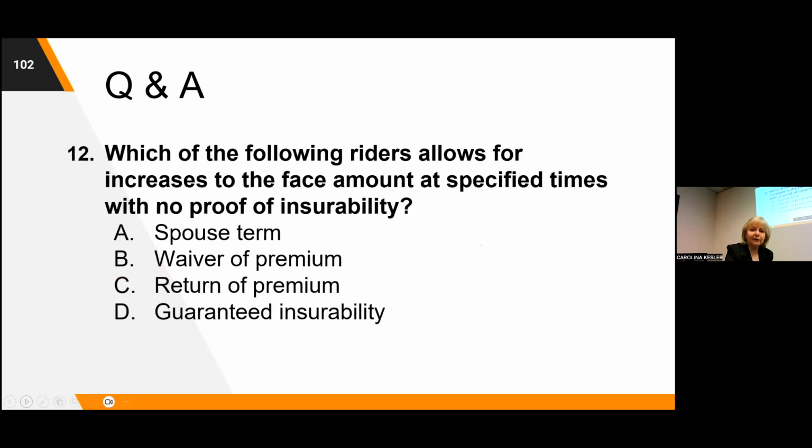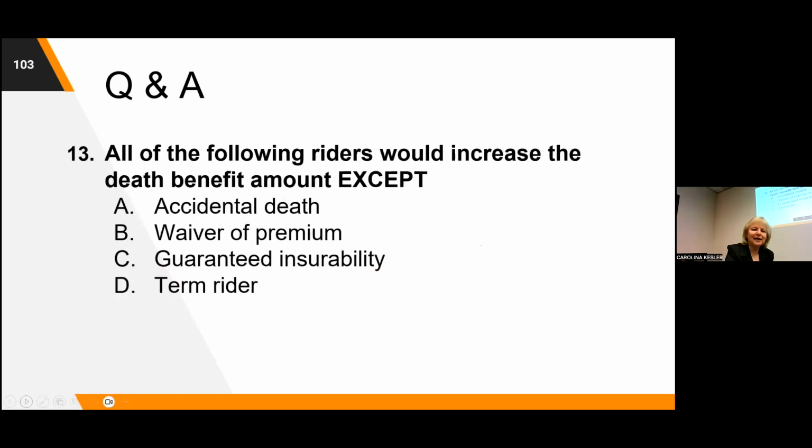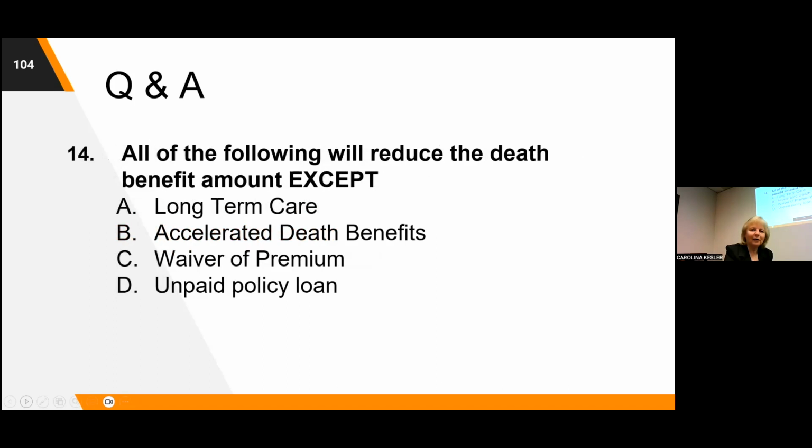Which of the following riders allows for increases to the face amount at specified times with no proof of insurability? No proof means guaranteed, right? There you go. All the following riders would increase the death benefit amount except B, waiver premium. Next one's the same. All the following will reduce the death benefit amount except waiver premium, right?